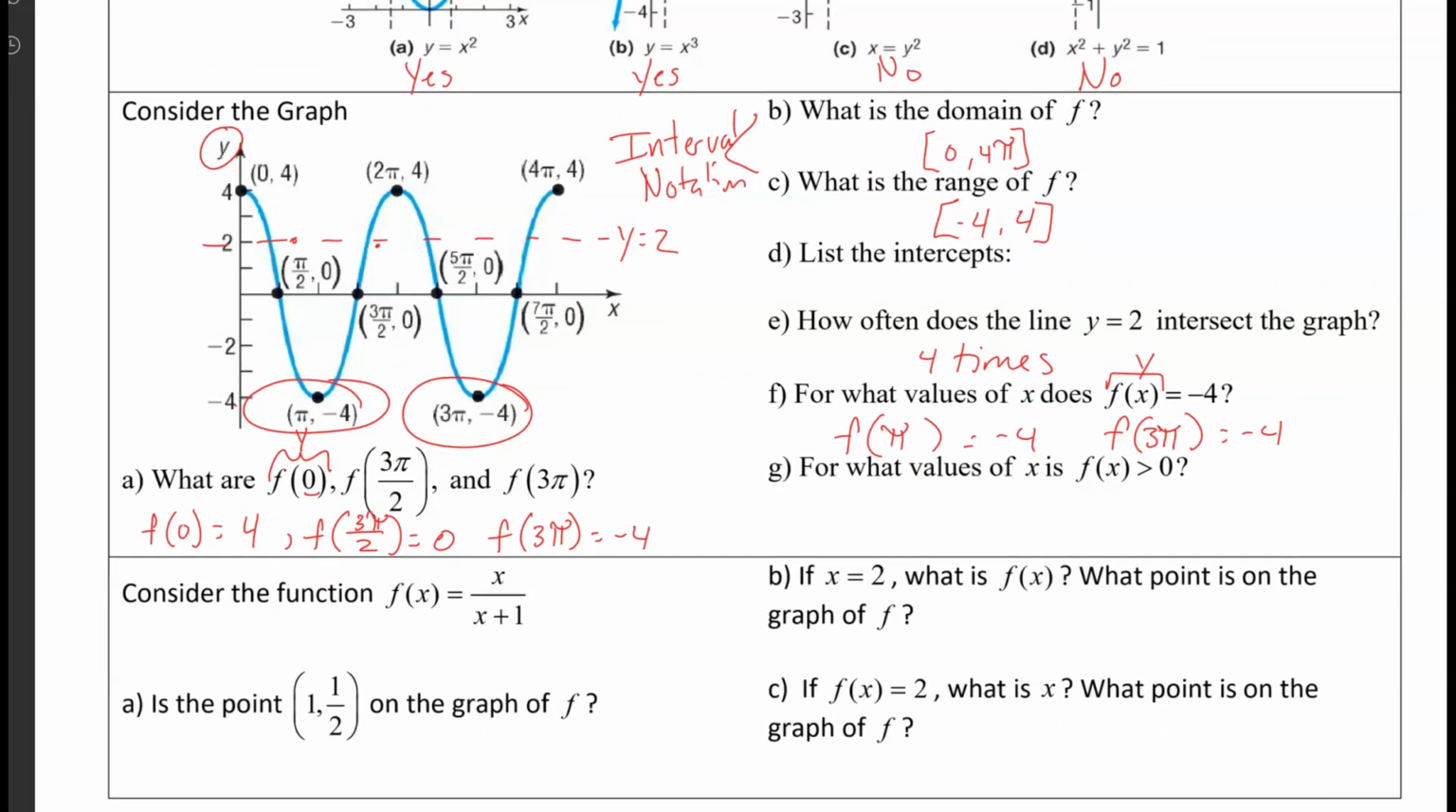And then for what values, so this is the only maybe tricky one of all of this. For what values of x is f of x bigger than 0? So what this is asking for is when is the graph of this function, when are the y values bigger than 0? Or in other words, when are they above the x-axis, right? So who knows how many sections of this graph are above the x-axis?